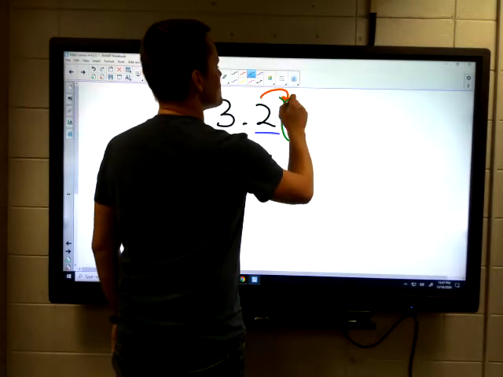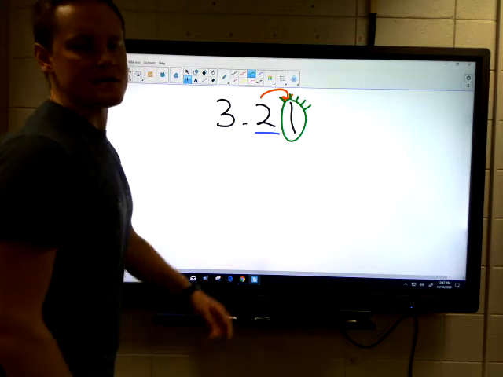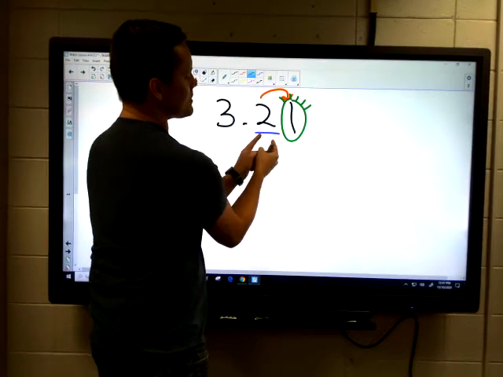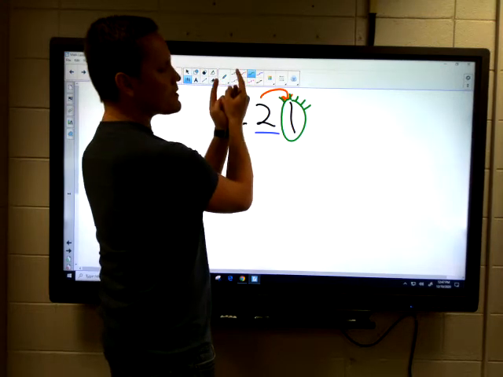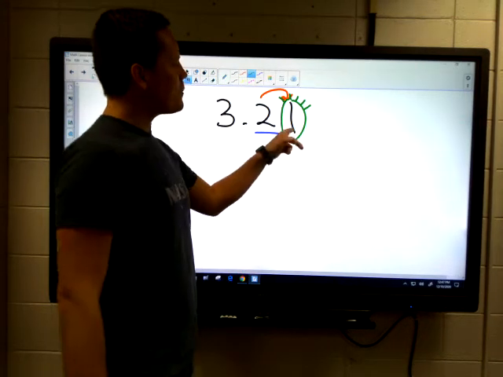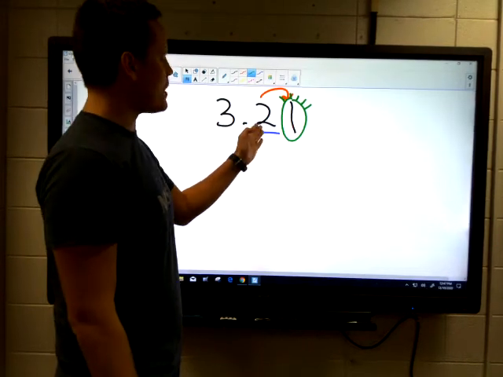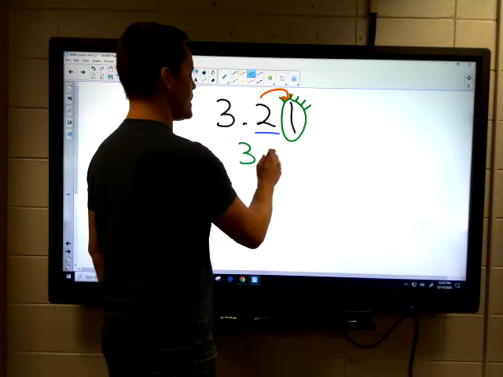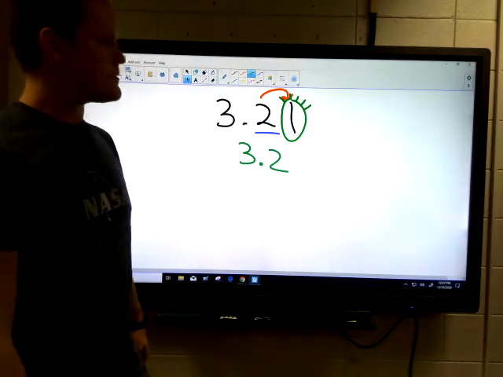And I'm going to draw those eyelashes on it because I'm looking at it. I'm looking at that 1. It tells me what to do with the 2. Either change the 2 by rounding it up to 3 or stay the same. 1 is 4 or less, so I'm going to let it rest or let it go, right? So it's going to be 3 and 2 tenths.